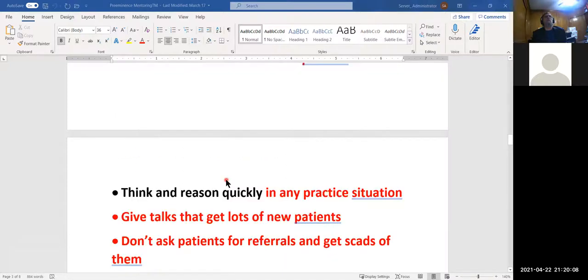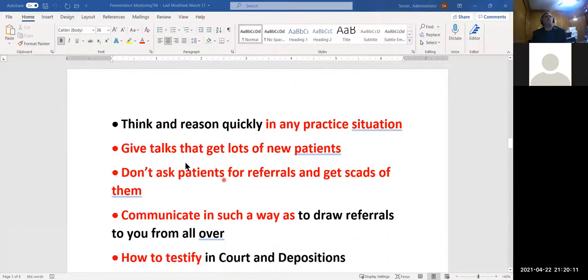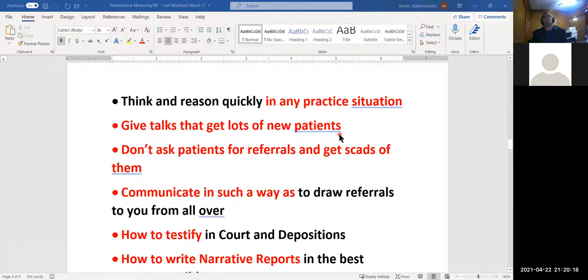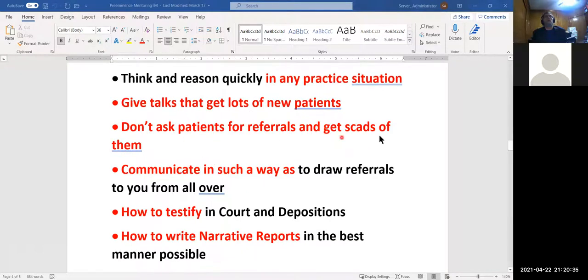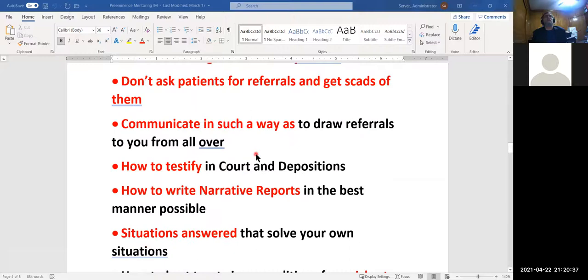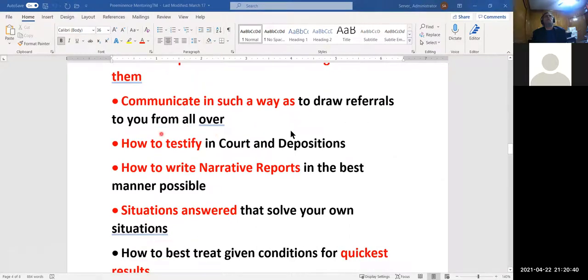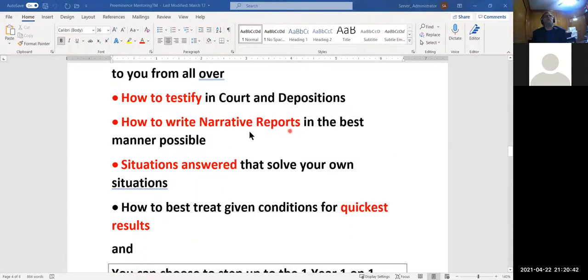Get answers regarding how to run your practice in the most efficient manner possible. Think and reason quickly in any practice situation. Give talks to get lots of new patients. At my average weekly talk, I had 35 to 50 patients come in. Virtually every one of them became patients immediately. Don't ask for patient referrals, get scads of them. Communicate in such a way as to draw referrals to you from all over.